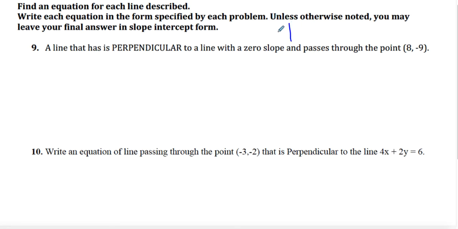So if I have perpendicular lines, they could meet like this, and if they have this little box here that tells me that that's a right angle, they could also look like this. And there's the right angle.